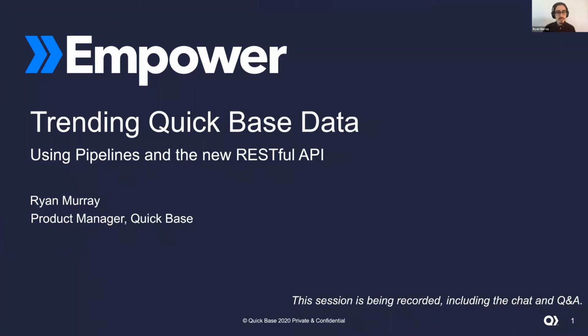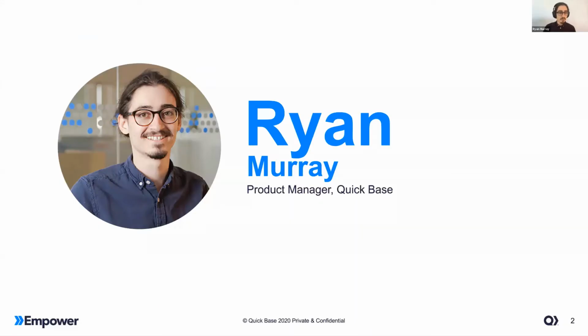A little bit about me. My name's Ryan Murray. I'm a product manager at QuickBase. I've been at QuickBase for a little over 5 years now. I started off in customer support, and then after about a year in, I started developing QuickBase apps for QuickBase before moving into the product management org. So what you're going to learn today is a technique that I've used when I was developing QuickBase apps. Happy to pass on some of that knowledge.